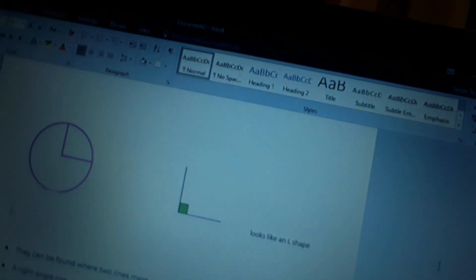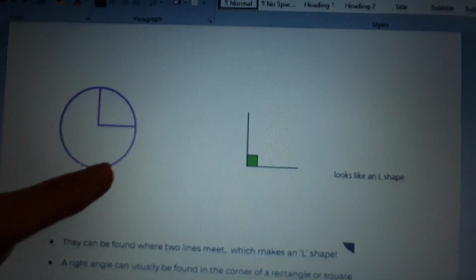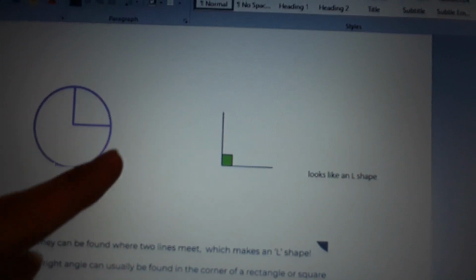So if we look at the example on my laptop, here we have a quarter of a full turn. Then if we look over here, we can see that this shows us what a right angle looks like. It looks like an L shape, and you've got that 90-degree angle in the corner.